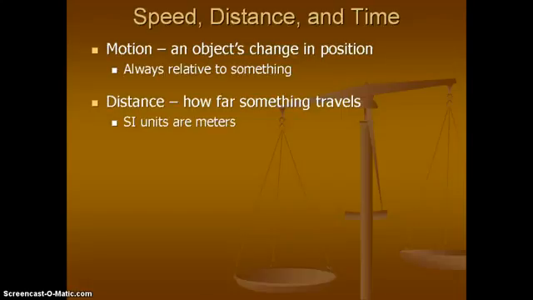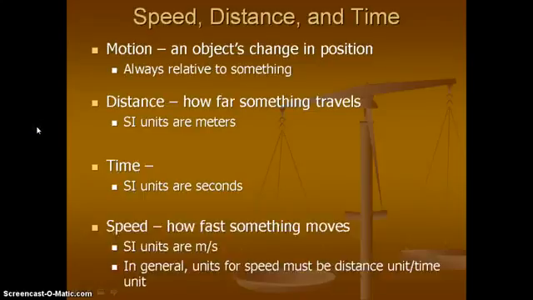Distance is defined as how far something travels. So in the SI system, remember the metric system, the units are meters. Time, SI units are seconds. Time is how long something takes. Speed is how fast something moves. Generally, we'll be using meters per second, but units for speed just must be a distance unit over a time unit. So normally we do miles, a distance unit, over hours, which is a time unit.